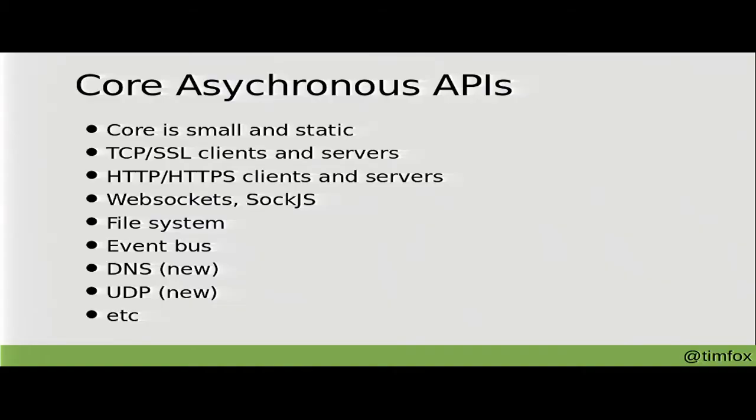What else? File system support. We have asynchronous file system support. We have an event bus. I'll talk in a lot more detail about the event bus a bit later on. The event bus is probably, I think, the most important feature of Vertex. It's the nervous system of Vertex. And we have DNS and UDP support.